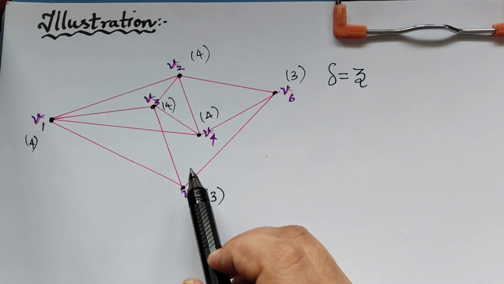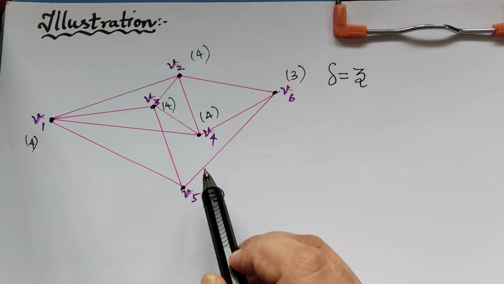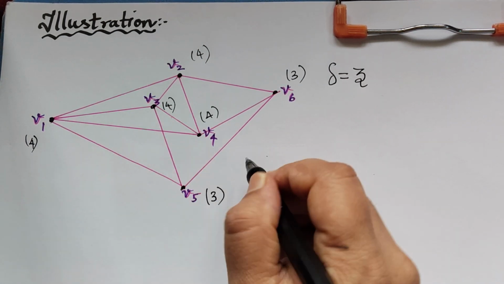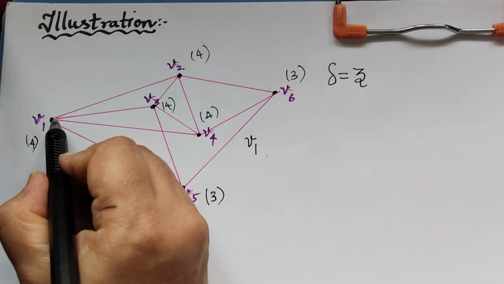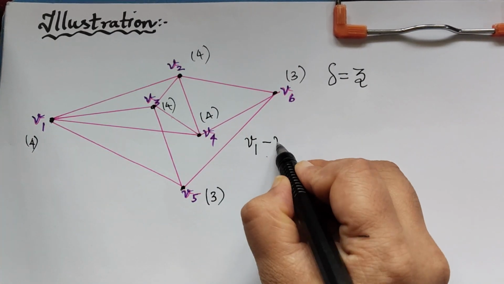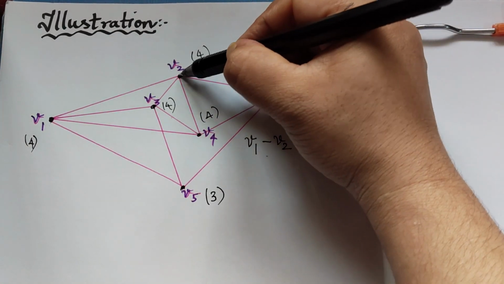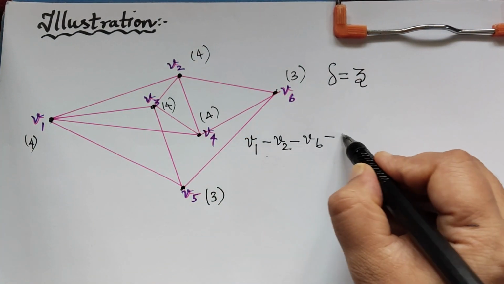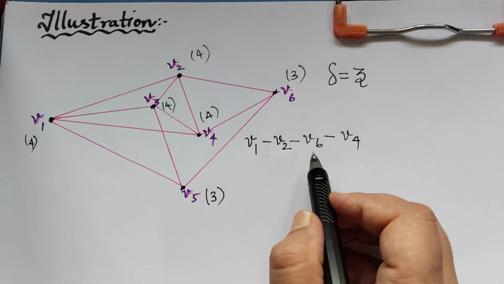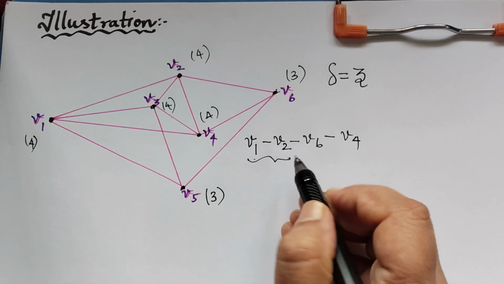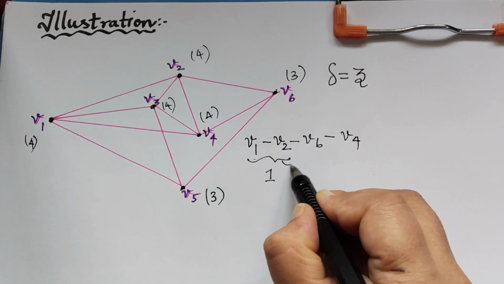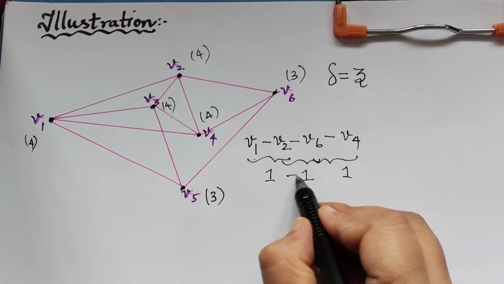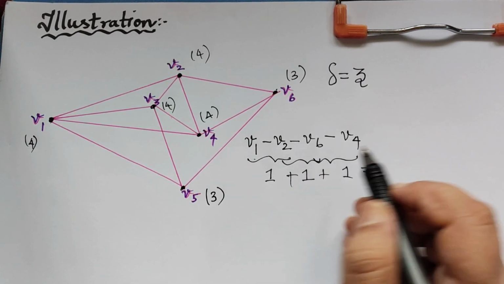Now we have to check whether we are able to find a path of length 3. For example, I am going to take a path from v1 to v2, then from v2 to v6, and v6 to v4. What is the length of this path? From v1 to v2 we have one edge, from v2 to v6 we have an edge, and from v6 to v4 we have an edge. So the number of edges in this path is 3.